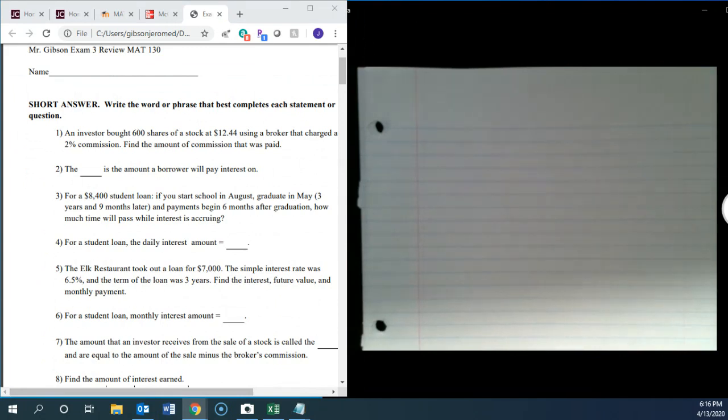Okay, class, we're about to start the exam 3 review, and we're going to start here with problem number 1. It says an investor bought 600 shares of a stock at $12.44 using a broker that charged a 2% commission. Find the amount of commission that was paid. So the only thing we're doing here is finding commission.